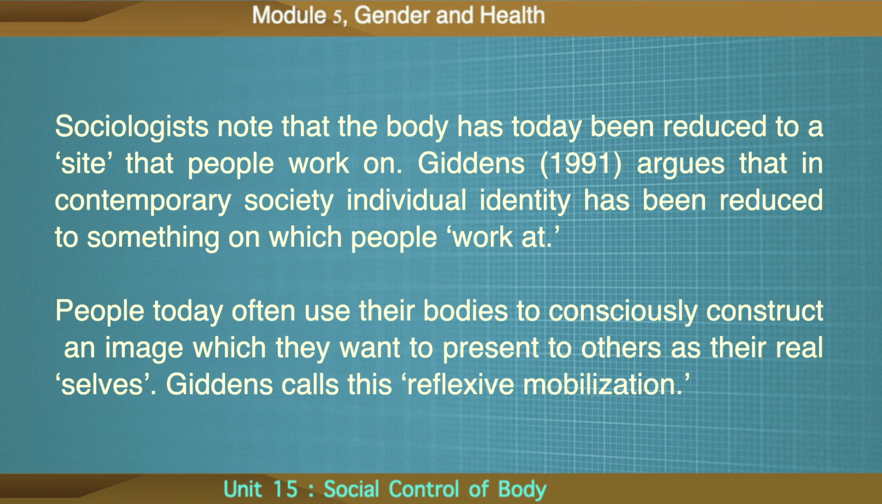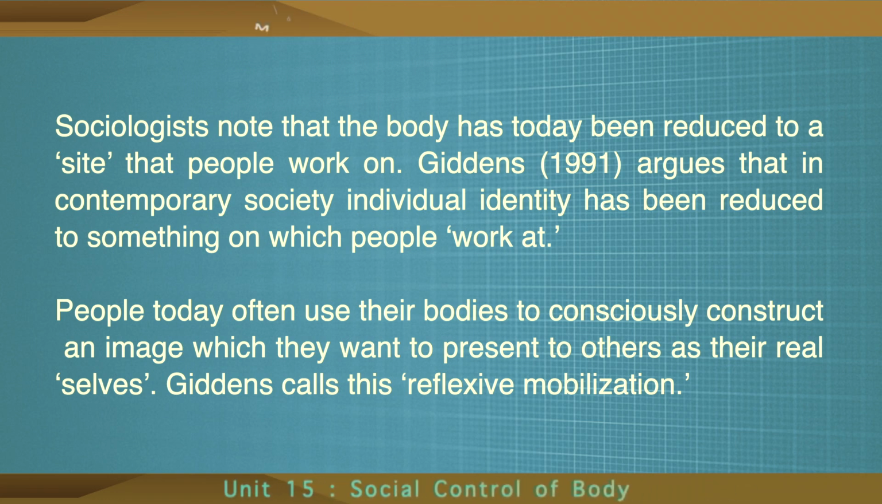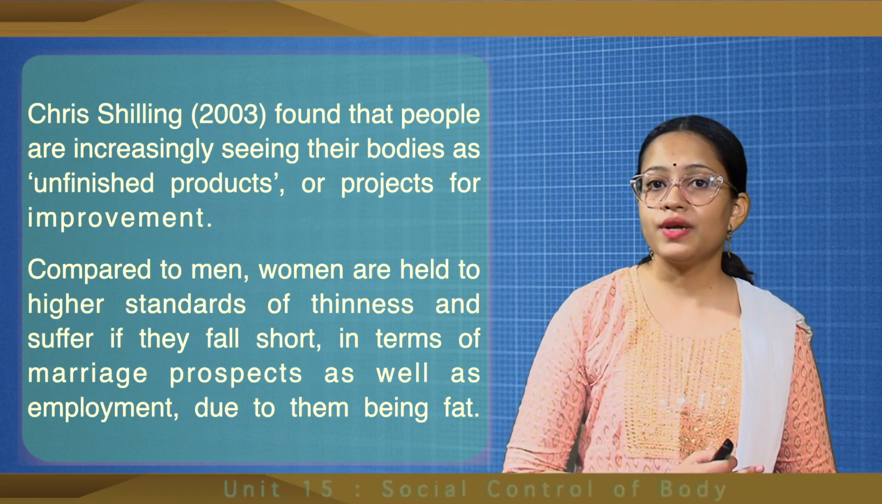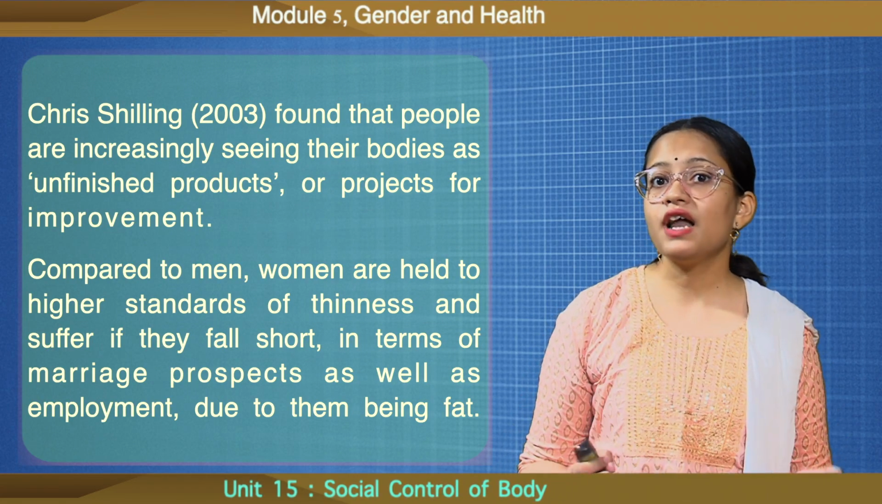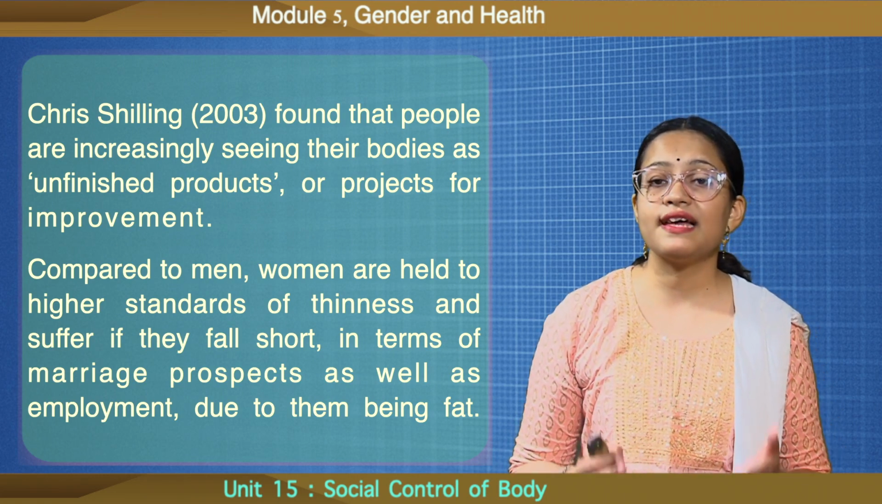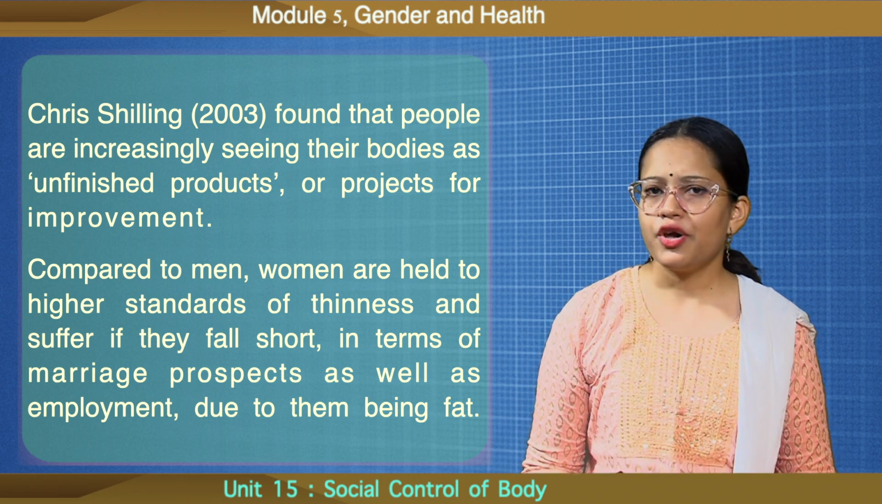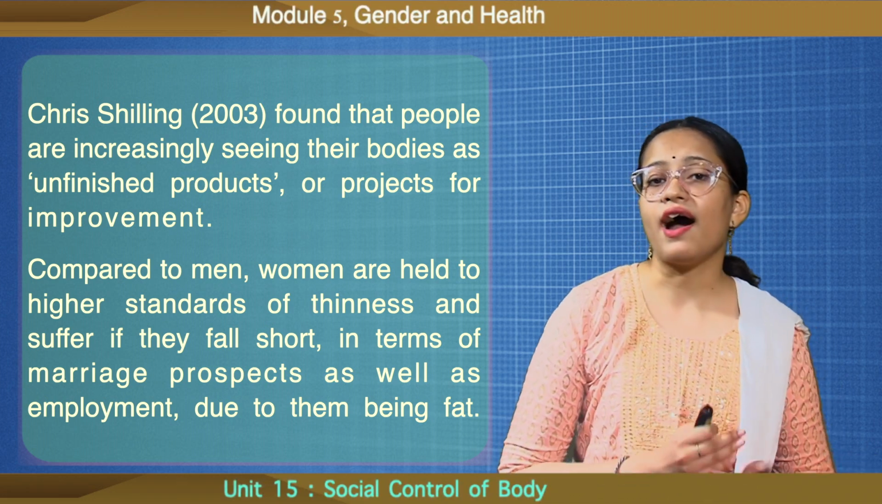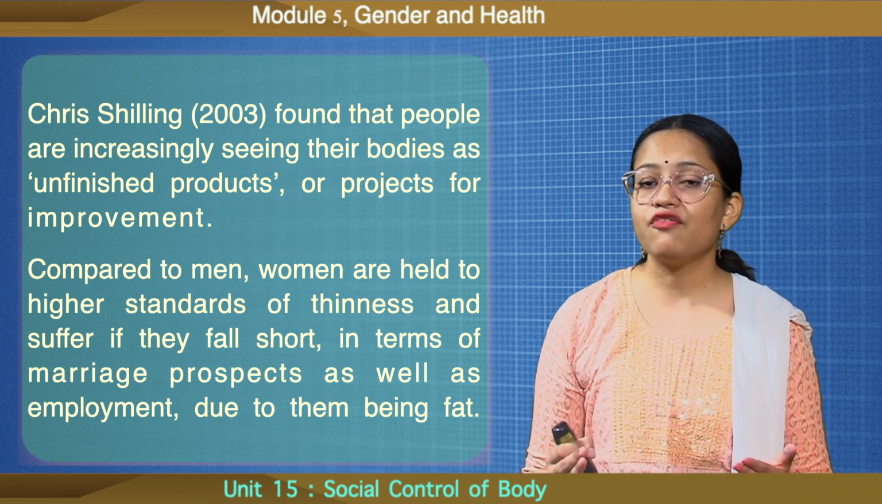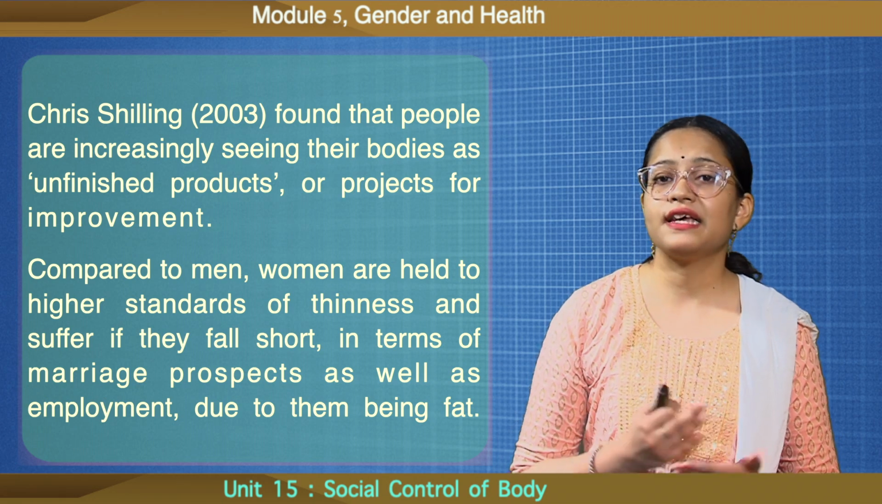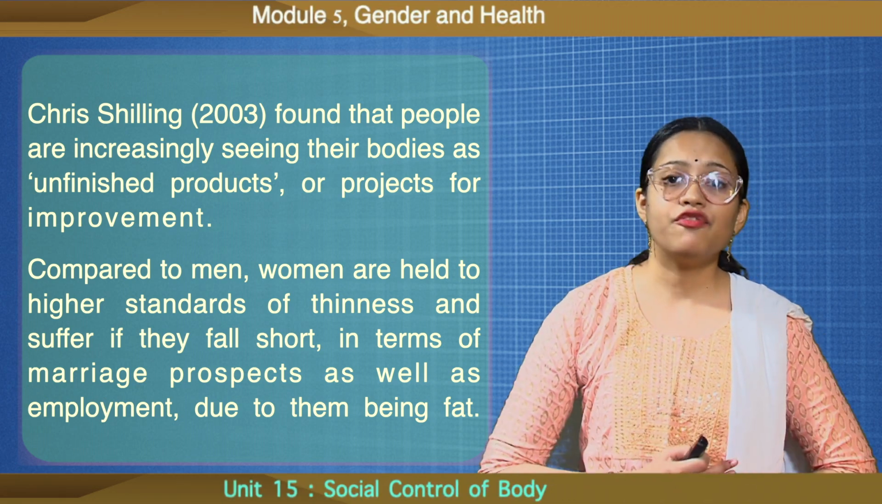People today often use their bodies to consciously construct an image which they want to present to others as their real selves. Giddens calls this reflexive mobilization. Chris Schilling found that people are increasingly seeing their bodies as unfinished products or projects for improvement. Compared to men, women are held to higher standards of thinness and suffer if they fall short in terms of marriage prospects as well as employment due to them being fat.